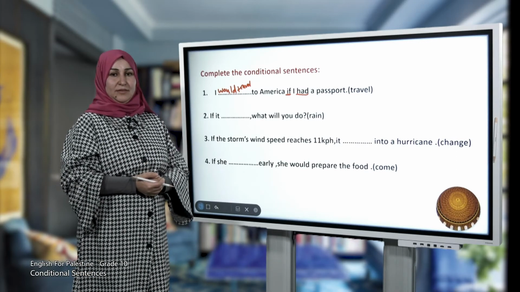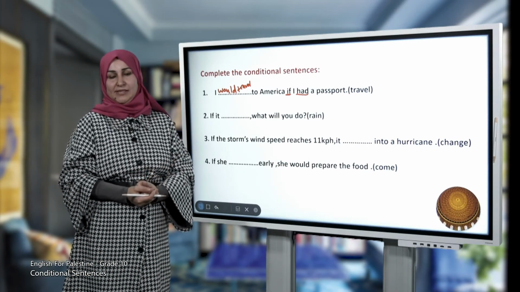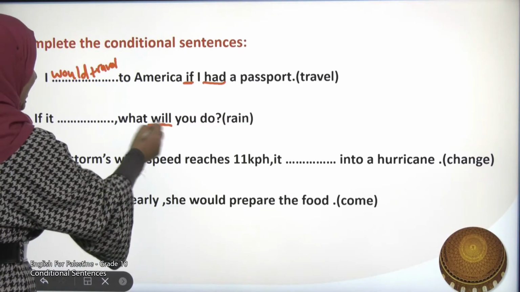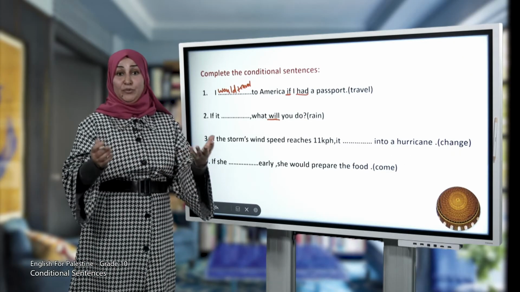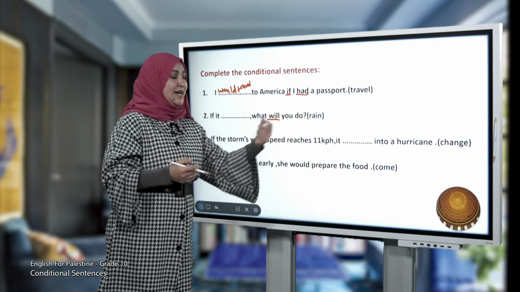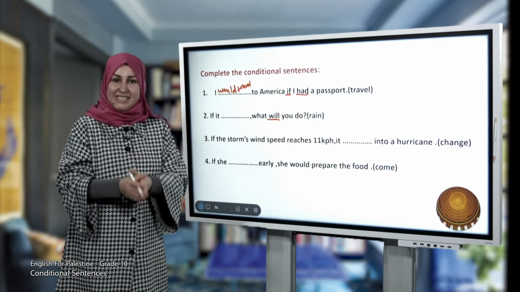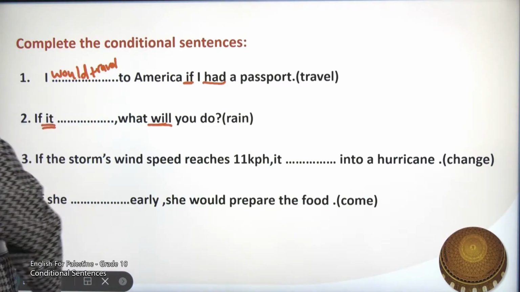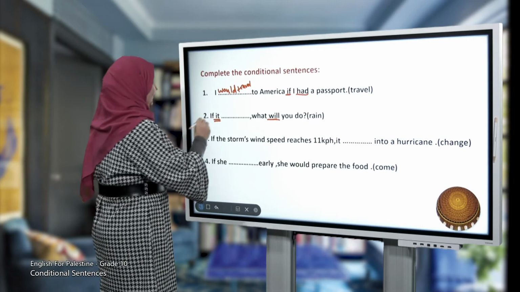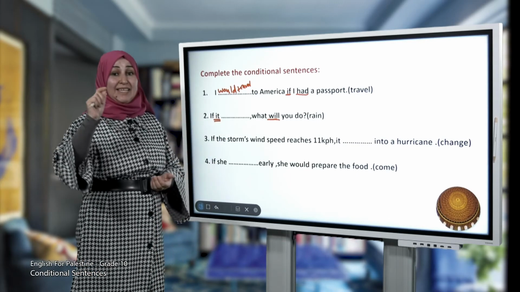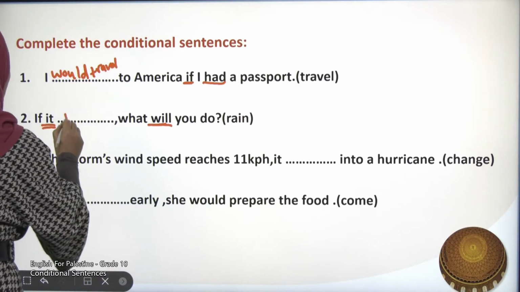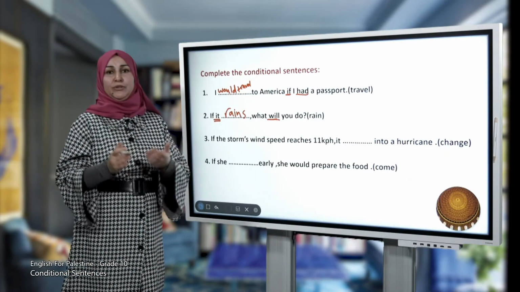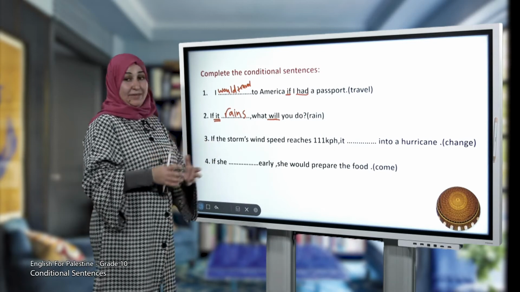Number 2. If it, what will you do? Rain. Which type is this sentence? Excellent. It's type 1. How do you know? We have will. So the verb must be present simple. So the subject is singular. We make the verb singular by adding s. If it rains, what will you do?